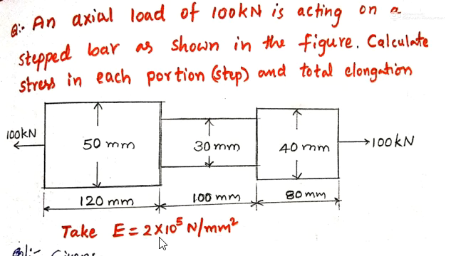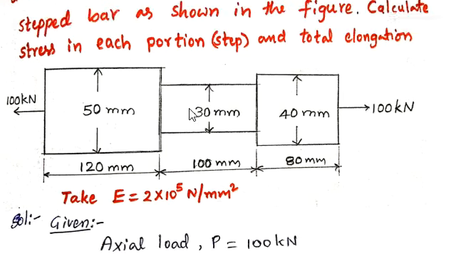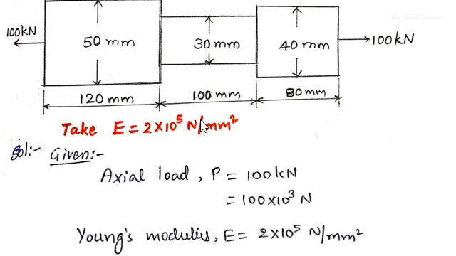And the E value is given, that is Young's modulus or modulus of elasticity, 2 into 10 to the power of 5 Newton per mm square. Here one portion is 50 mm and only one value is given, so we'll take it as a round or circular cross section: 50 mm diameter, 120 mm length; 30 mm diameter, 100 mm length; 40 mm diameter, 80 mm length. A tensile load of 100 kilonewtons is acting on this bar of varying cross section. We have to find the stresses in each portion and the total elongation.